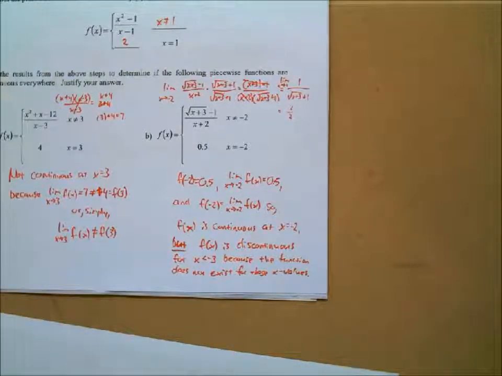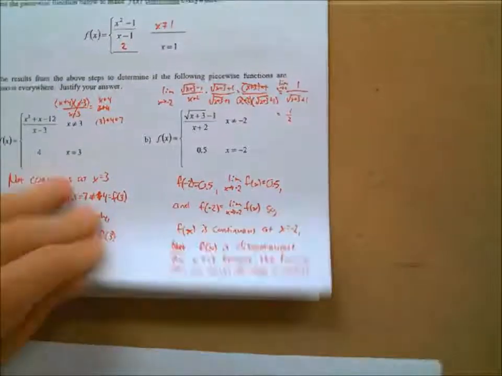But f of x is discontinuous for x values less than -3 because the function does not exist for those x values. Why does the function not exist for x values less than -3? Because we're taking the square root of a negative. That's why I said in the beginning that we want to keep an eye out for the individual pieces too. This piece is no problem, but this one is going to have problems for some x values less than -3. So keep an eye out for that.